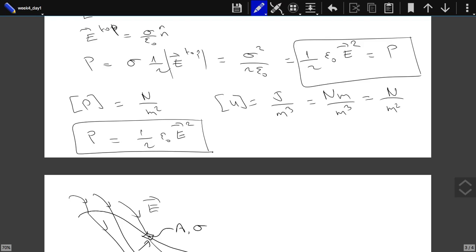Well, you see, pressure and force are quite related concepts. Energy and force, and pressure and force. So it's not such a big deal that the energy density turns out to be proportional to the pressure.